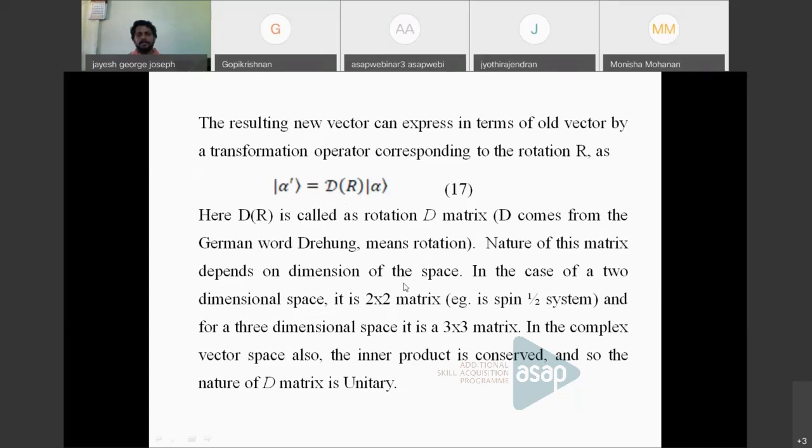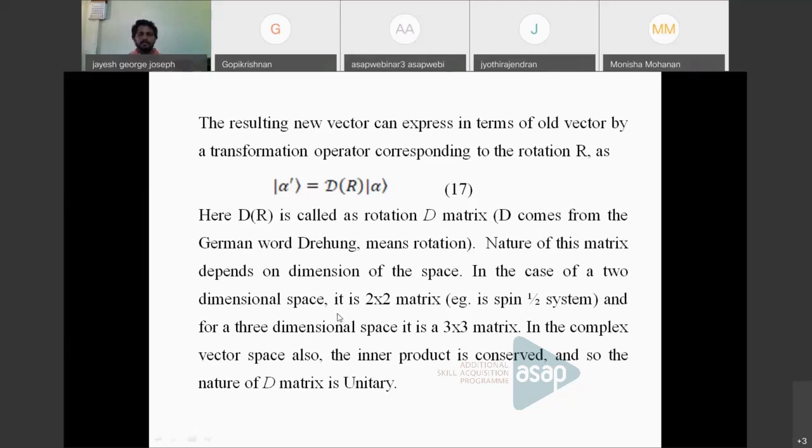The nature of this matrix depends on the dimension of the space. In the case of a two-dimensional space, it is a 2x2 matrix, and an example is a spin-half system. That will come in more detail in the coming section. And for a three-dimensional space, it is a 3x3 matrix. In the complex vector space also, the inner product is conserved, and so the nature of the matrix is unitary.